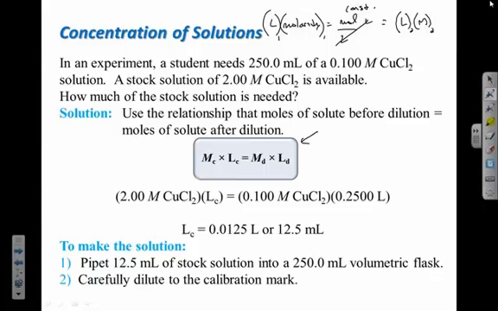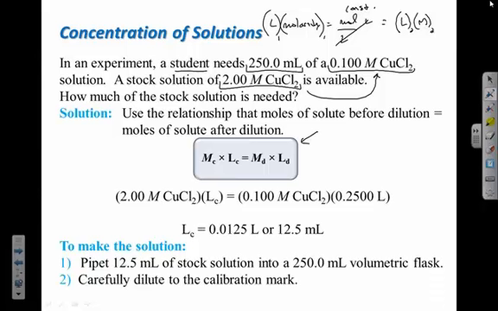So here we say a student needs a specific volume to have a certain concentration. They want to make that volume and that concentration by taking a more concentrated sample. So if you have a more concentrated sample and you want to make it less concentrated, you want the molarity to go down, you just add solvent. You just add water if it's aqueous. And that's what a dilution is.